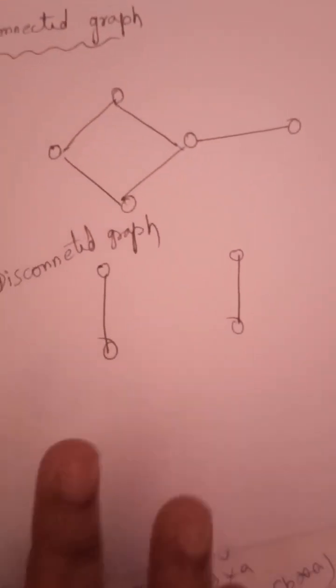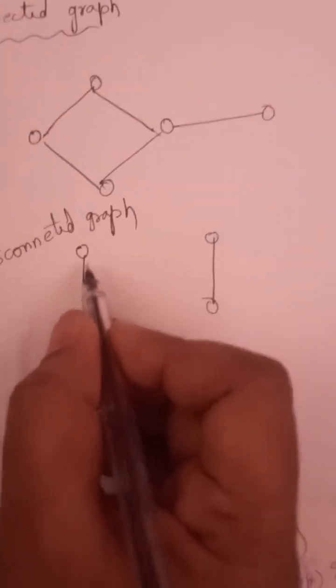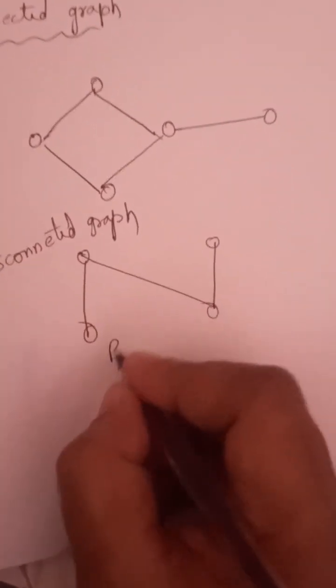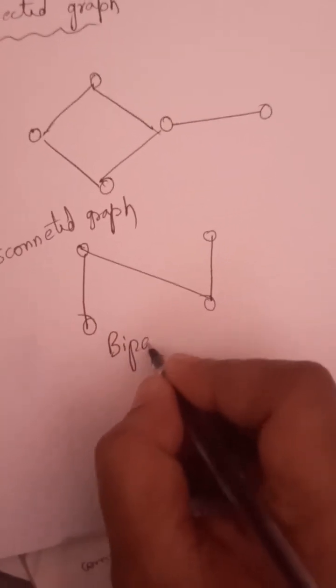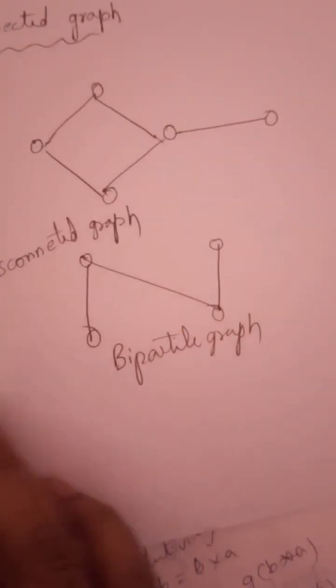If it is a bipartite graph, when will it be called a bipartite graph? There is a connection between two parts of a disconnected graph. There is a connection between them, this is a bipartite graph. So these are the things you have to understand.